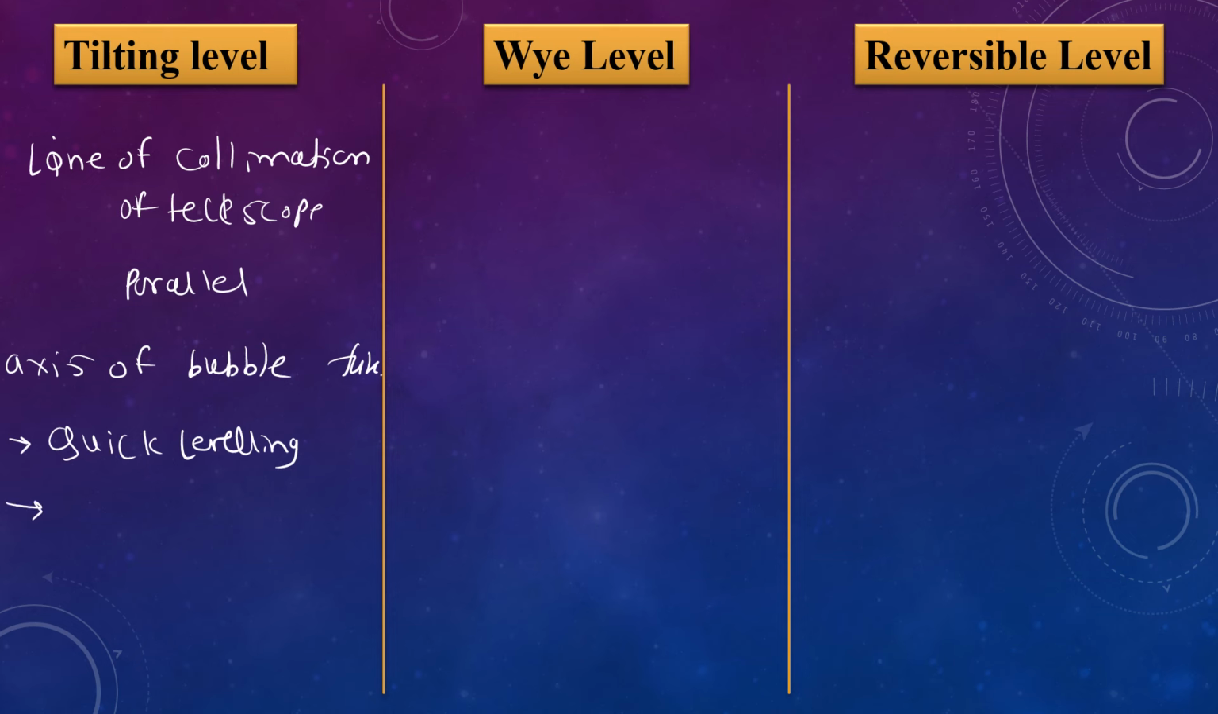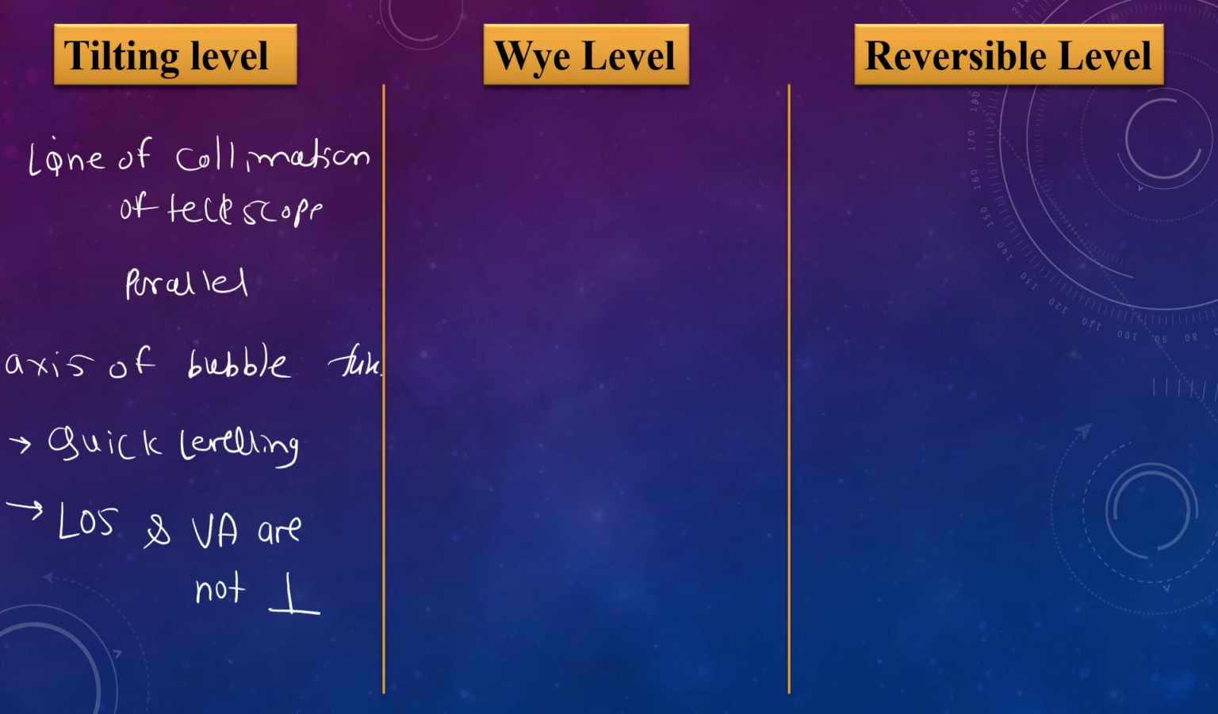Then next, line of sight can be tilted slightly without tilting the vertical axis. Here the line of sight and vertical axis are not perpendicular.